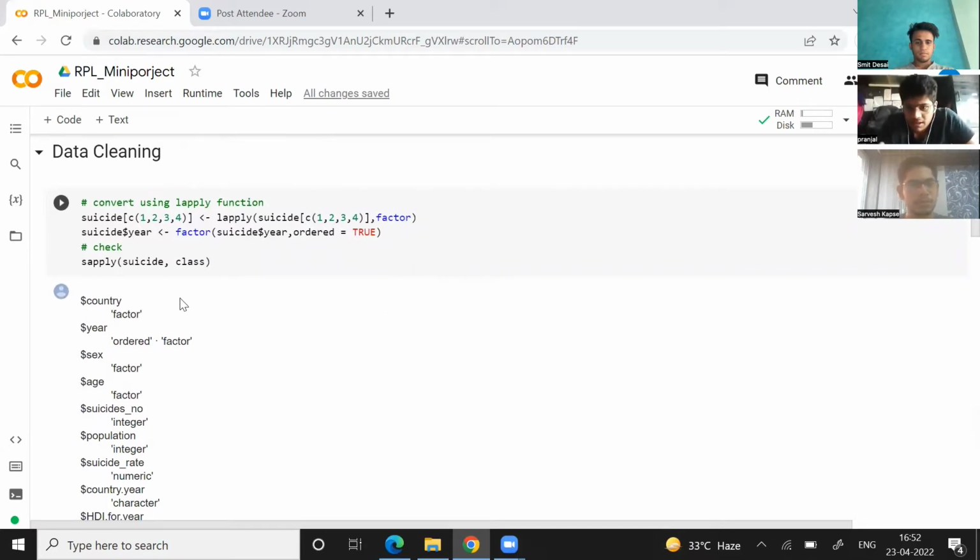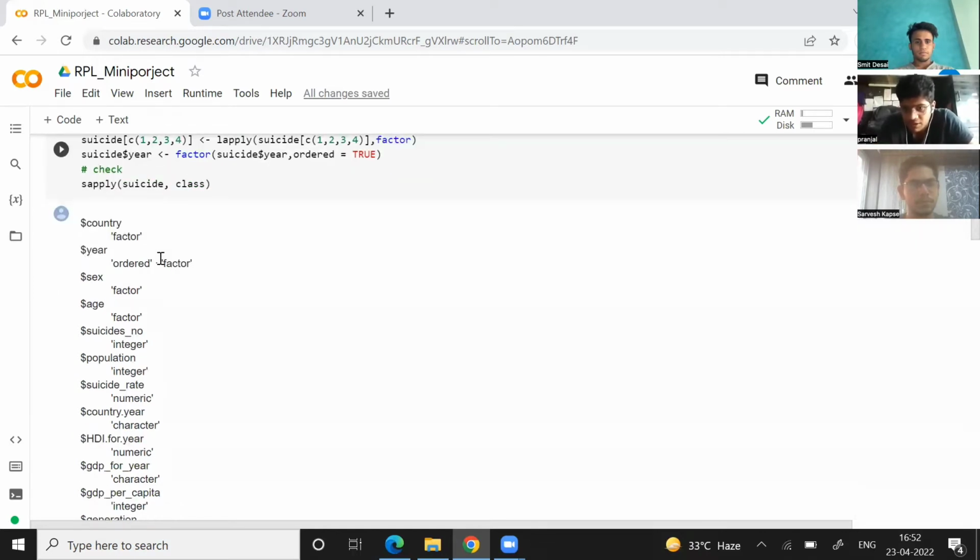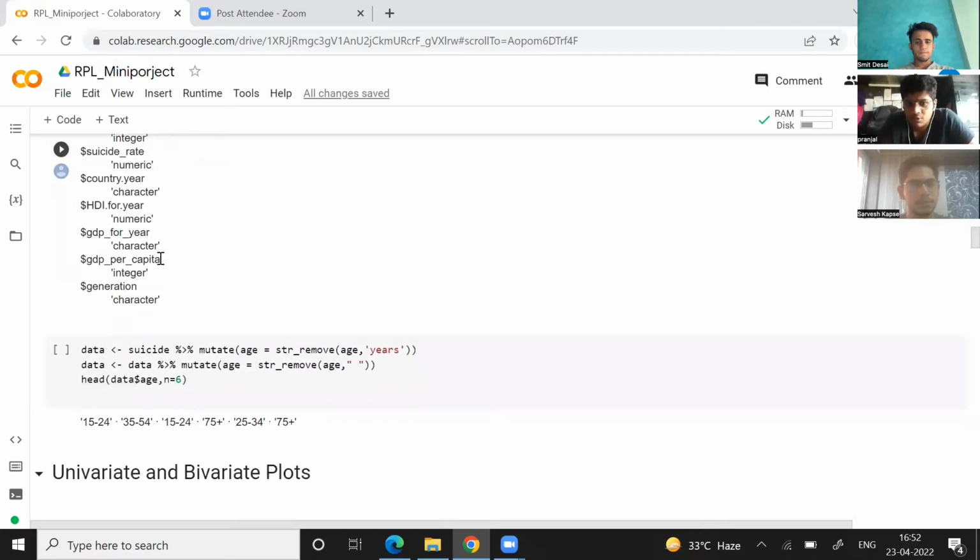The next part is the data cleaning part. Here you can see first all the data types are given for each column. As you can see, the factors and numeric values. So there are in total 2 numeric values, that is the population and the suicide number in our data set.